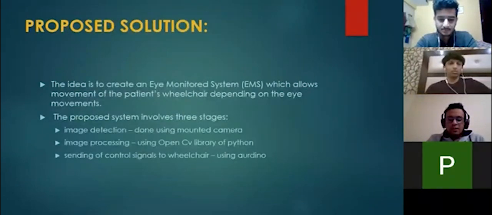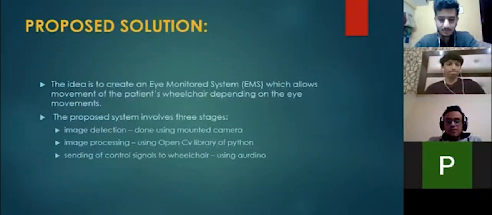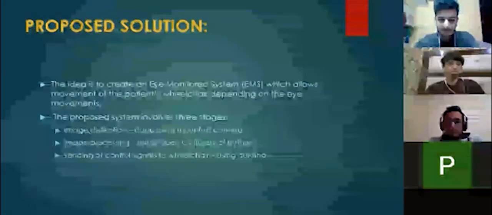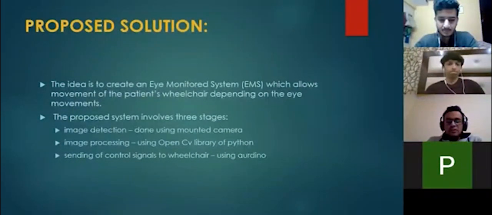Now I'll talk about the proposed solution. The idea is to create an eye monitored system which allows movement of the patient's wheelchair depending on the eye's movement. This system involves three stages. First is image detection, which will be done using a mounted camera, then image processing, which will be done using the OpenCV library of Python. Then the control signal will be sent to the wheelchair using Arduino.